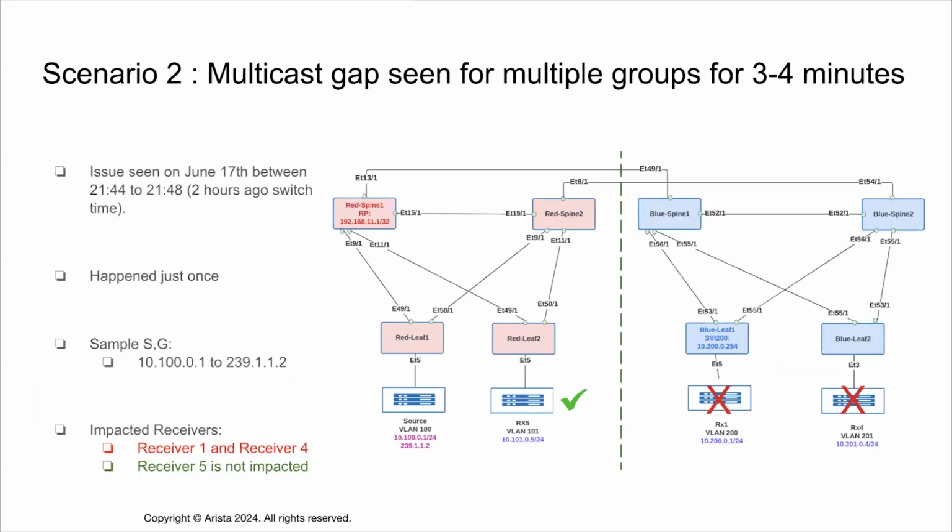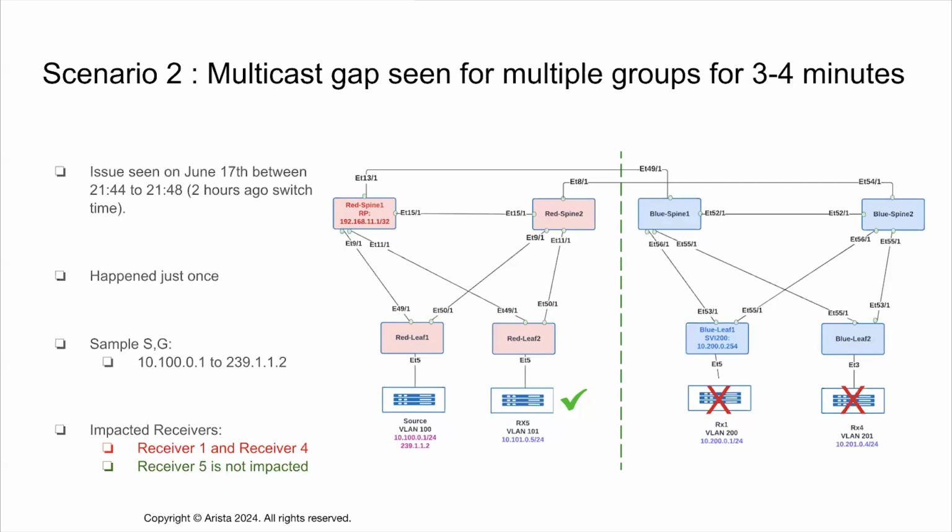Okay, so it looks like on June 17th, switch time, between 9:44 p.m. to 9:48 p.m., which is about 2 hours ago from the switch perspective, our server team again saw a gap in multicast traffic for multiple groups and multiple receivers. And this issue only happened once, but our server team is still concerned because they need to understand what this problem is so they can protect themselves from hitting something like this in the future.